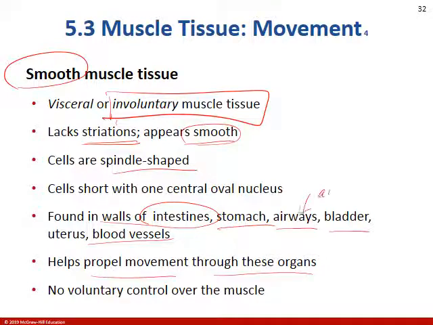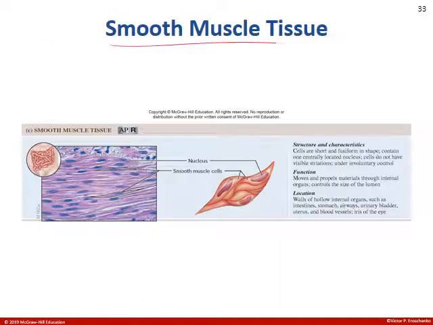It could be air, but the majority of the time, it's some sort of fluid or semi-solid, right? We have food particles with water in the stomach and stomach acid. Blood vessels, we have blood with water, which is plasma. So there's no voluntary control over these muscles. We can see here a smooth muscle example from the textbook, and it does look smooth. There are no striations. This is what they mean by that fusiform cell.